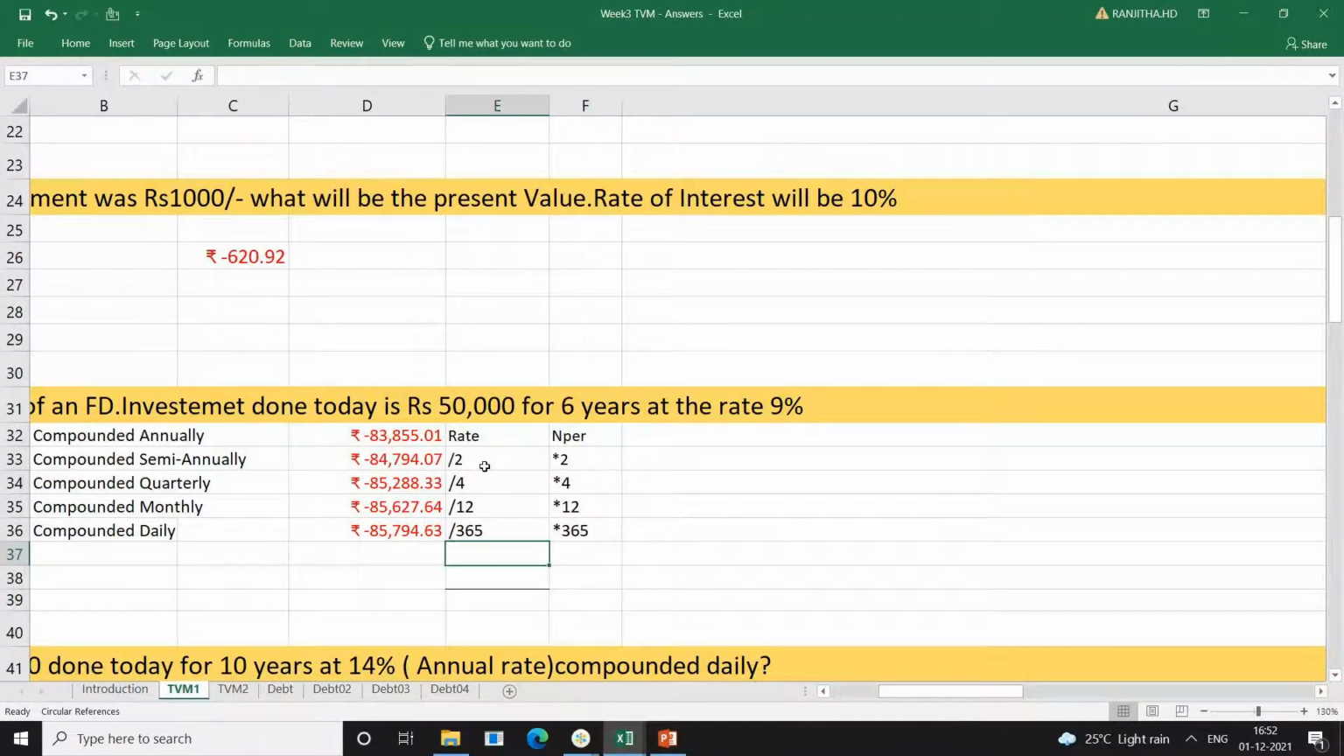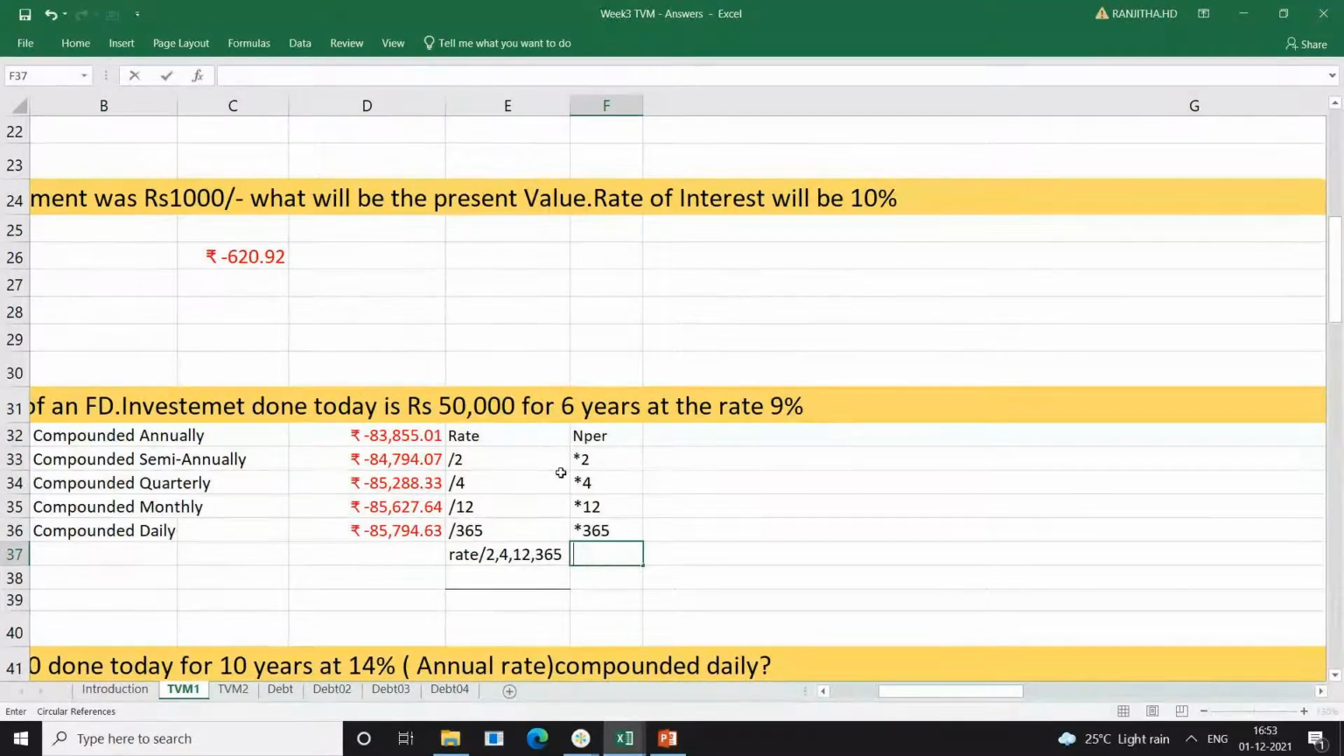So the rate is divided by 2 or 4 or 12 or 365. Nper is multiplied by either 2, 4, 12 or 365. Those are the periods.